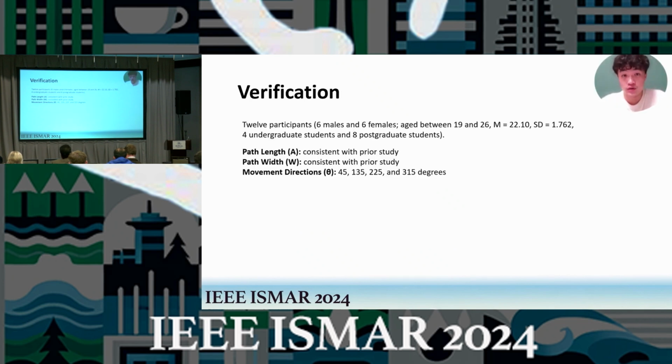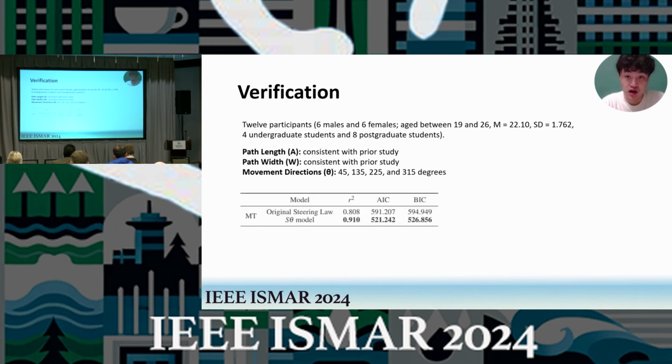To further verify our model, we conducted a second user study with 12 participants, consisting of 6 females and 6 males, aged between 19 and 26 years. The experimental setup was consistent with the first user study in terms of path length and path width. Moreover, we used different movement directions this time, which are 45 degrees, 135 degrees, 225 degrees, and 315 degrees, to test the model's robustness across a different set of angles. As shown in the table, our model continues to outperform the original steering law. These results confirm the robustness of our model, demonstrating its effectiveness across different movement directions and conditions.